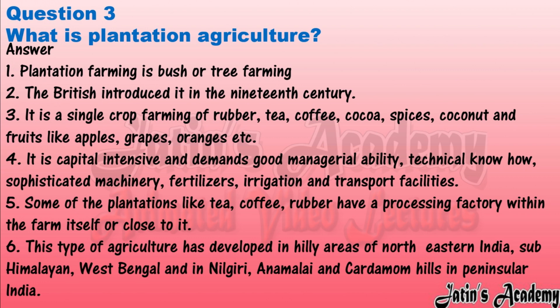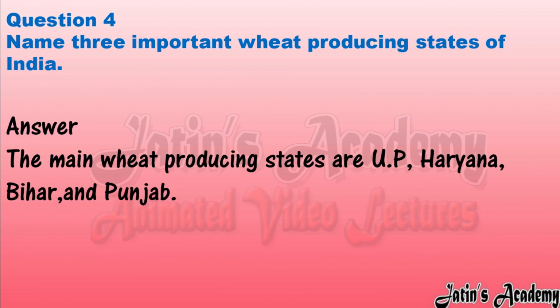5. Some of the plantations like tea, coffee, rubber have a processing factory within the farm itself or close to it. 6. This type of agriculture has developed in hilly areas of northeastern India, sub-Himalayan West Bengal and in Nilgiri, Anamalai and Cardamom hills in peninsular India.